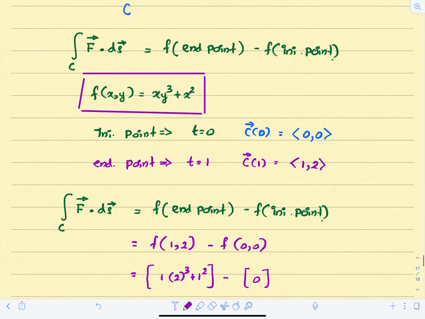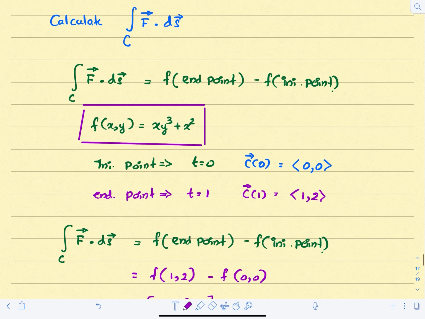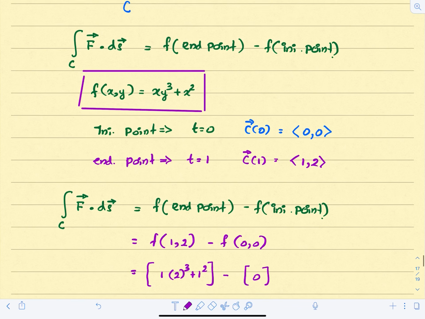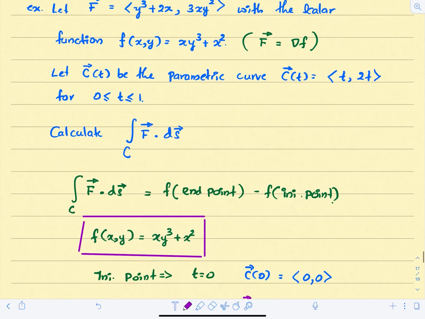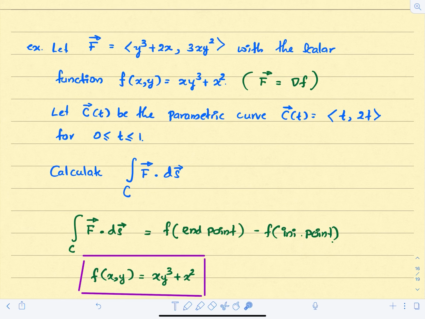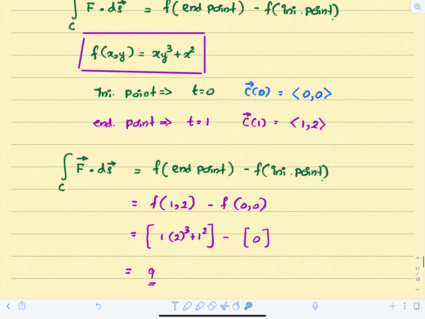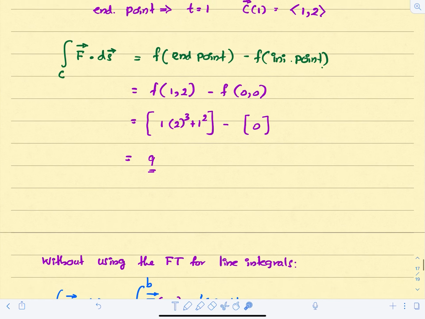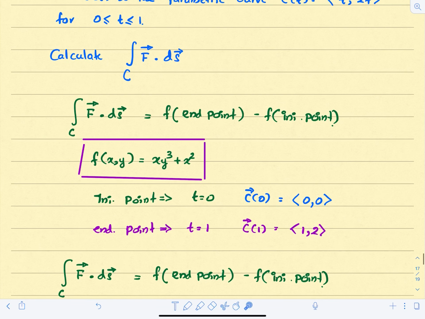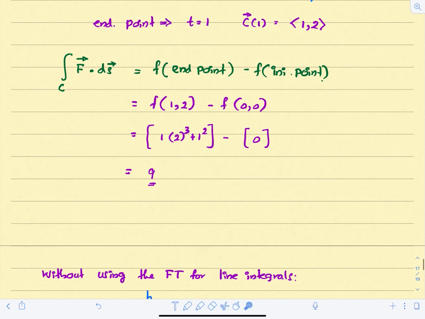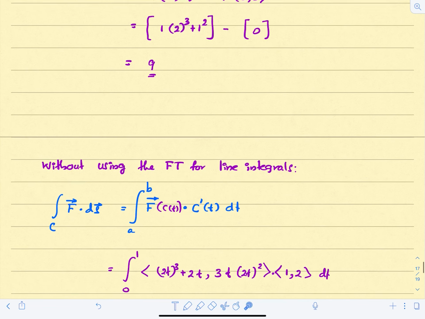Now this is the way we use the fundamental theorem for line integrals to calculate a line integral. Again, in order to use this theorem, your vector field F must be a conservative one. If it is conservative, then we can find this little f, and using this little f we can calculate the value of this line integral. Now of course you could use the technique that we developed in chapter 13.2 to evaluate this line integral.